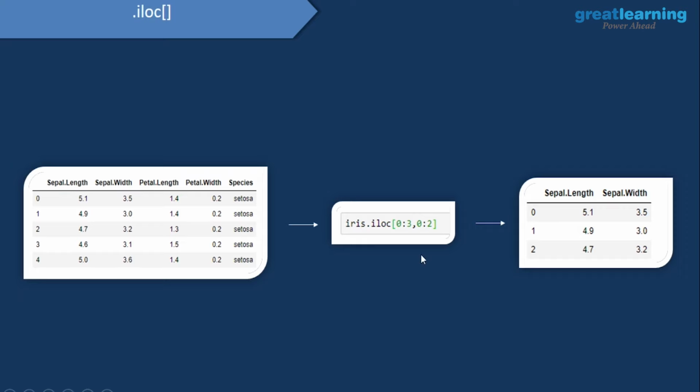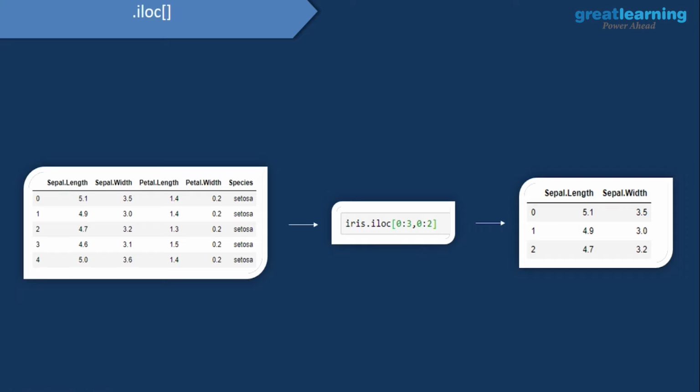So from this entire iris data frame, I am extracting the first 3 records. So here the rows would be 0 to 3, and 3 is exclusive over here. That is why I'll have the records where the index values are 0, 1, and 2. And similarly, the columns would be 0 to 2, which would mean the column which is present at index 0, which will be sepal length, and the column which is present at index 1, which is sepal width. 2 again over here is exclusive.